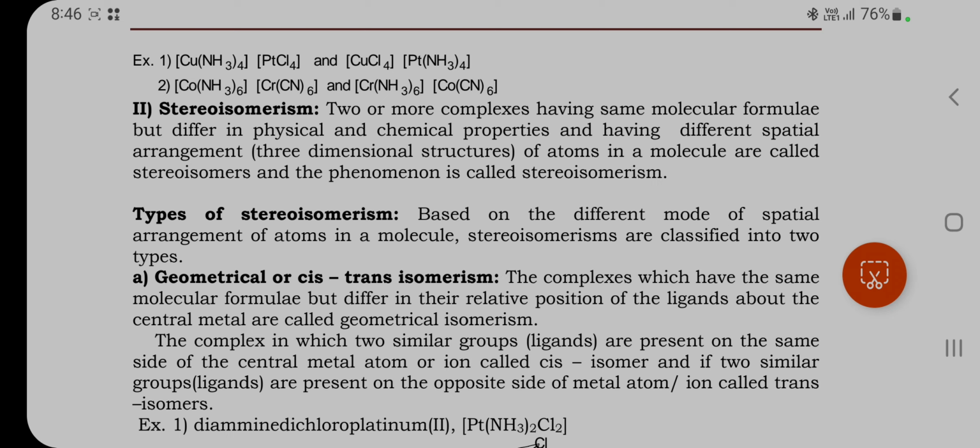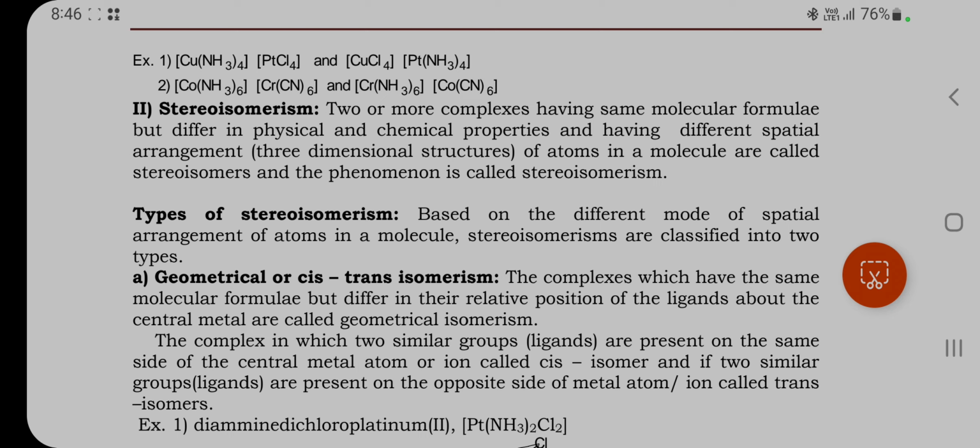So in the second example, what happened? The chloro ligands which are present with the platinum, now they are present with the copper, and the ammonia ligands which are present with the copper are now present with the platinum. That means the ligands are interchanged in the either cationic or anionic coordination spheres.